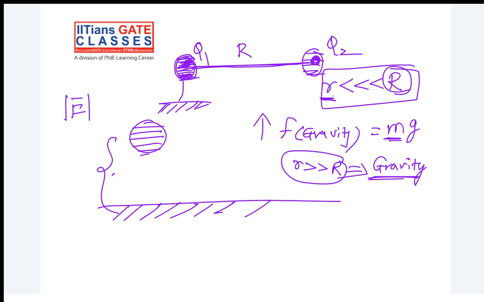So what I was telling is, if the mass of the charged particle is quite high, you know that the gravitational force will be mass into acceleration. So when the mass is very high, your gravitational force is quite high.